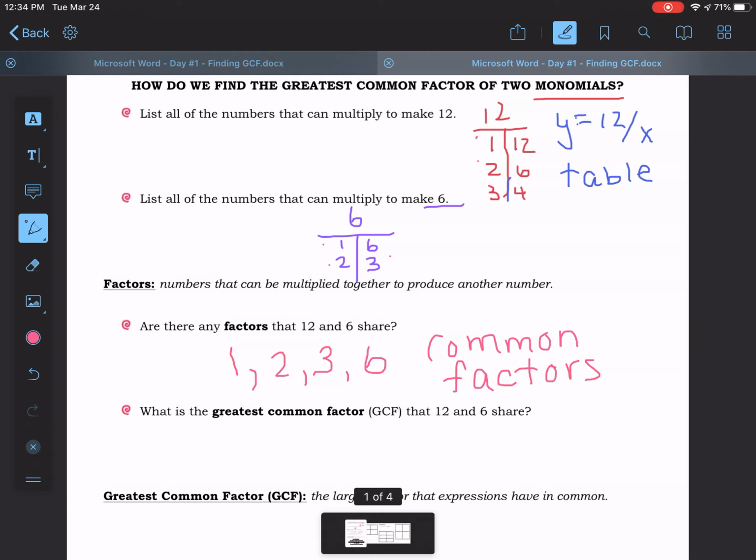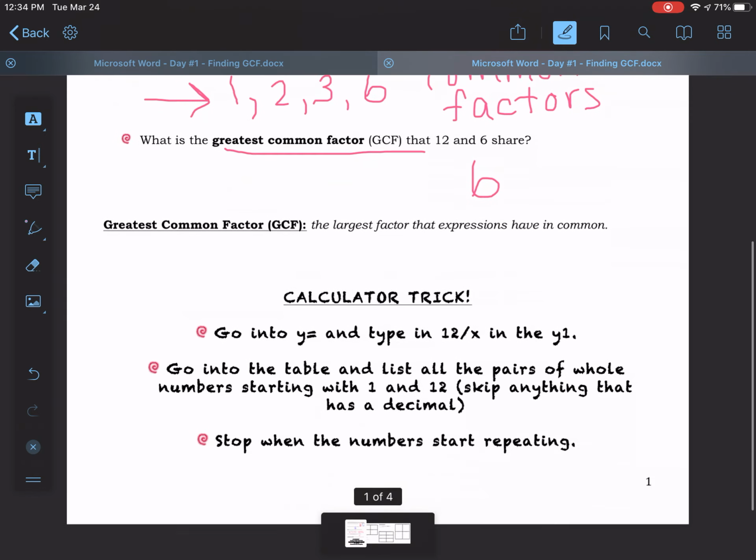Now, what is the greatest common factor, or the GCF? So that's just looking at our list of common factors and finding the biggest number. So the biggest number in this list is 6, okay? All right, so that's how we get the greatest common factor of two numbers, okay?